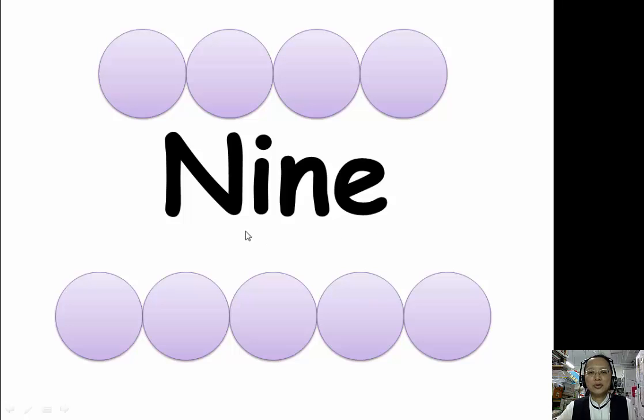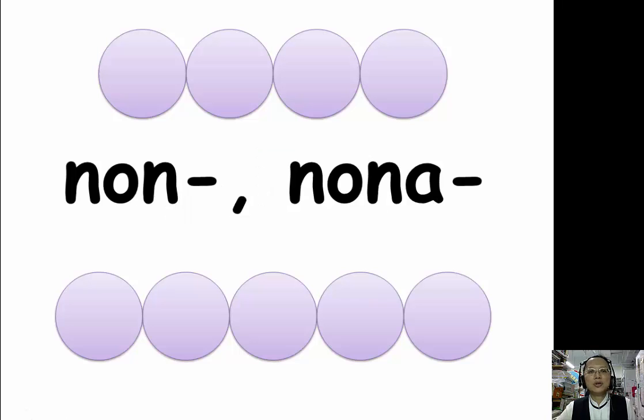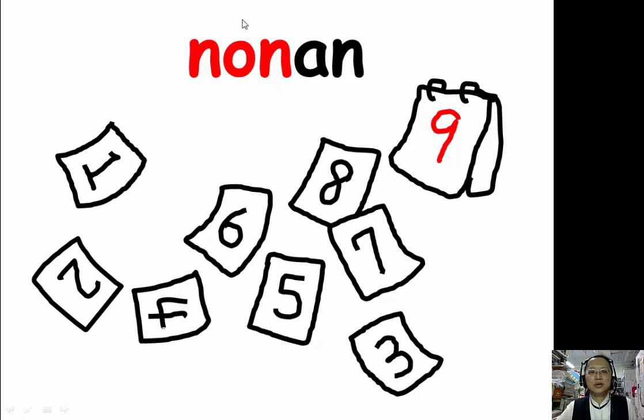Then we have 9. How to say 9 in professional prefix? We have 2 prefixes, non and nona. For non, we have nonen. What does nona mean? Nona means something reoccurring on the 9th day, meaning it happens every 8 days. Like there's some certain form of malaria that reoccurs every 8 days, then we will say it's a nonal malaria.